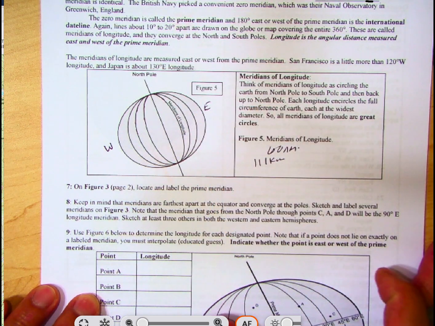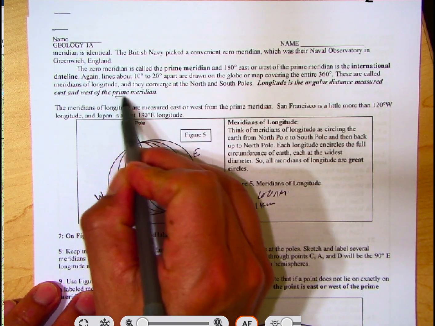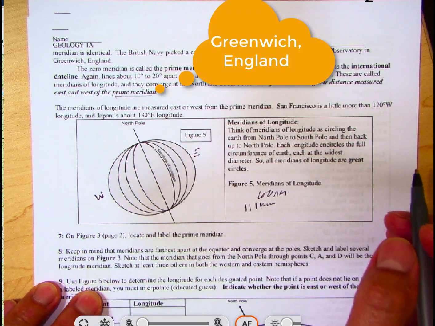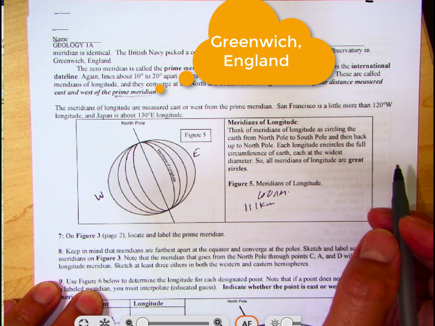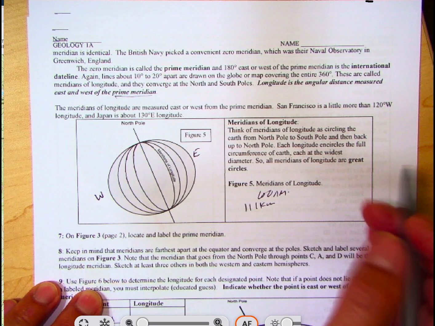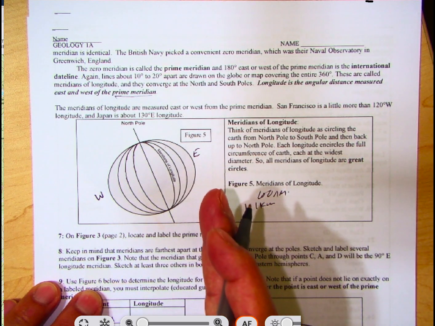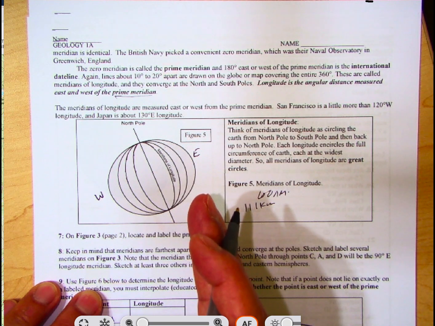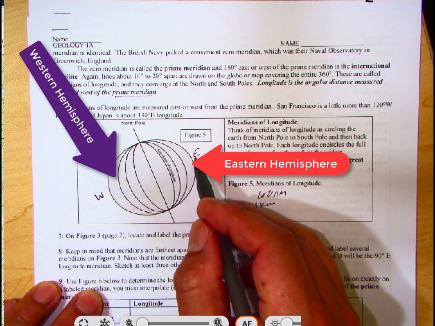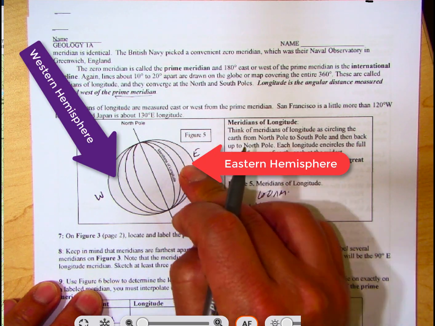So this prime meridian is the 0 degree longitude, and it coincides with Greenwich, England. And Greenwich, England is the home base for the British Navy. And so they make all their topographic maps based on 0 being their home base, the prime meridian, and then they're going to measure anything to the east, so this becomes the eastern hemisphere, or anything to the west.